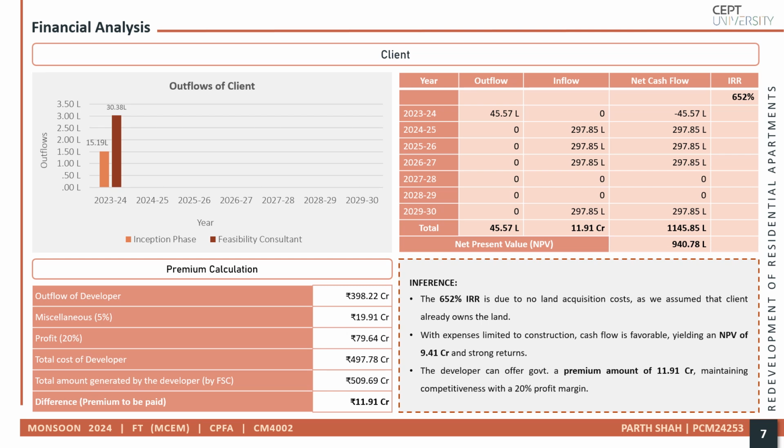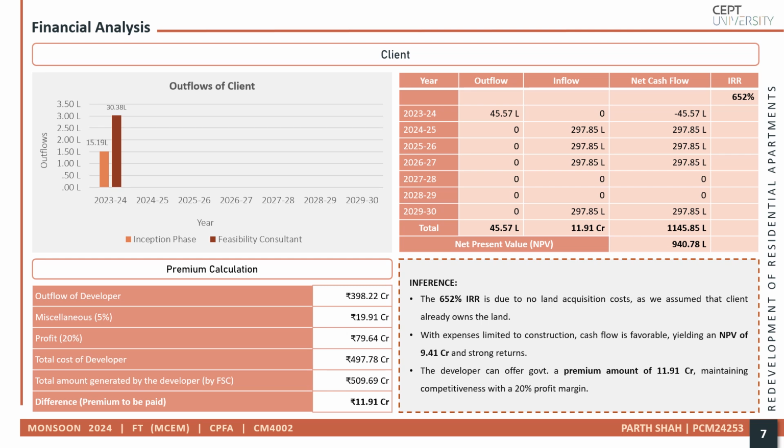Next, the net cash flow of the client was determined. The client's outflows included the cost of the feasibility consultant and expenses related to the inception phase. On the other hand, the inflows consisted of the premium amount to be paid by the developer to the client. The internal rate of return of the client was calculated as 652%, largely because we assumed that the land would already be owned by the client, thus eliminating the land acquisition costs.